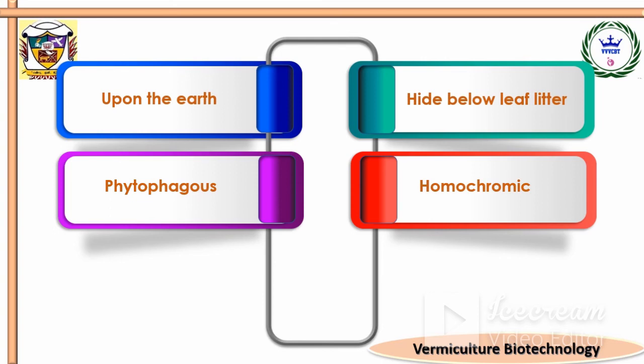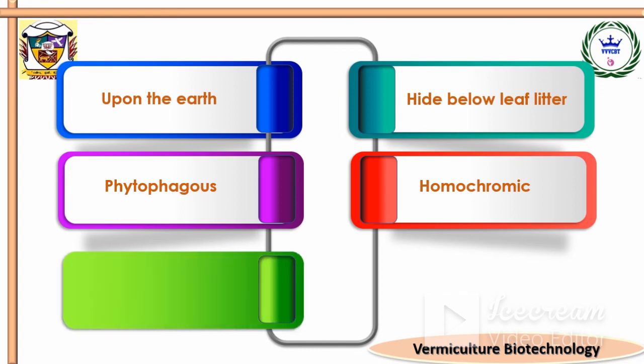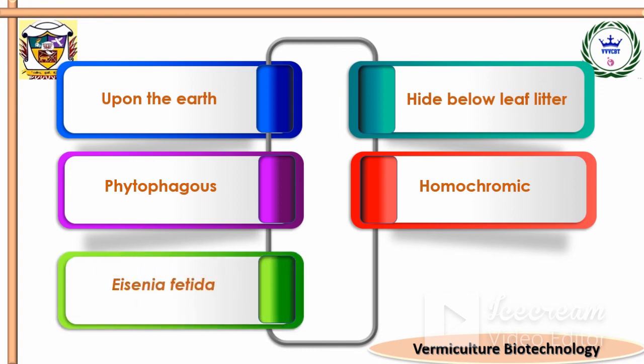The life cycle of epigeic species is short. They grow and mature rapidly. They have a high reproductivity rate. They do not exhibit longitudinal contraction. They have no hooked setae. They are less sensitive to light. They are darkly pigmented and homochromic. Homochromic means they are uniformly pigmented throughout the body. Respiratory rate is high. The cocoons survive the adverse seasons.